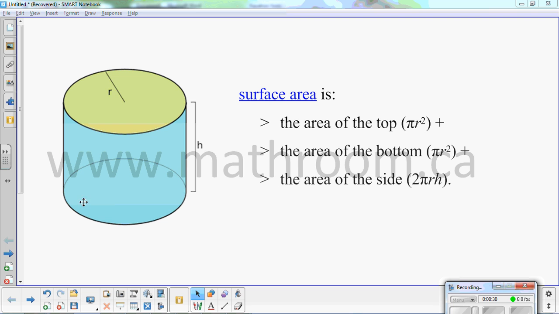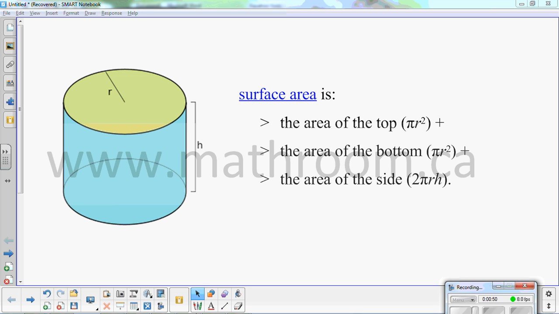Then the third step is to find the area of the side, which wraps around those two circles to create a cylinder. The area for that is 2 pi rh, and we're going to look at how we came up with that. Once we have these three areas, to find the total surface area, we'll simply add up all three.